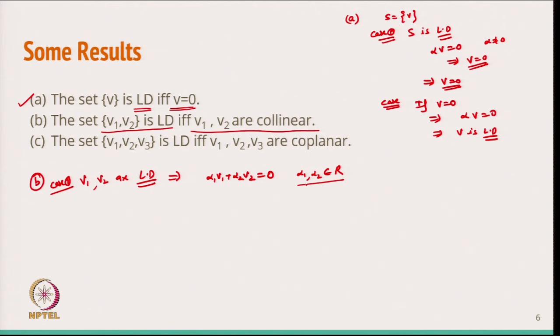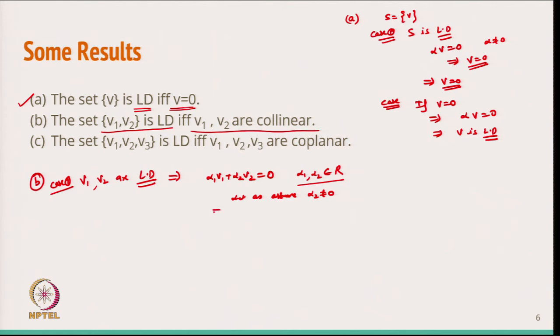Just for convenience, let us assume that alpha 2 is not 0, because I know that both are never going to be 0. Only in one case it can be 0, both the cases 0 V1 plus 0 V2 can be equal to 0, no problem, but there if either of them is not 0, then it also is going to be 0, that is the meaning of linear dependent. So, let us assume that alpha 2 is not equal to 0.